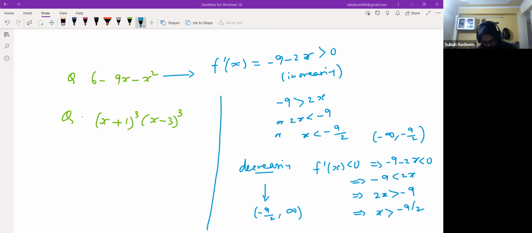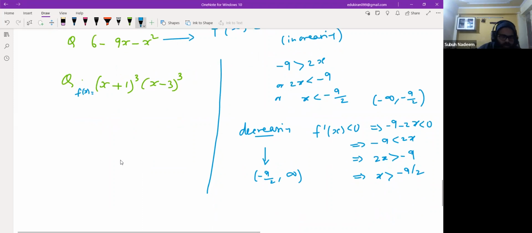So for the other one, f of x is increasing from 3 to infinity. Okay. And it's decreasing from minus infinity to minus 1 union minus 1 to 3. I don't think so. Let us see.